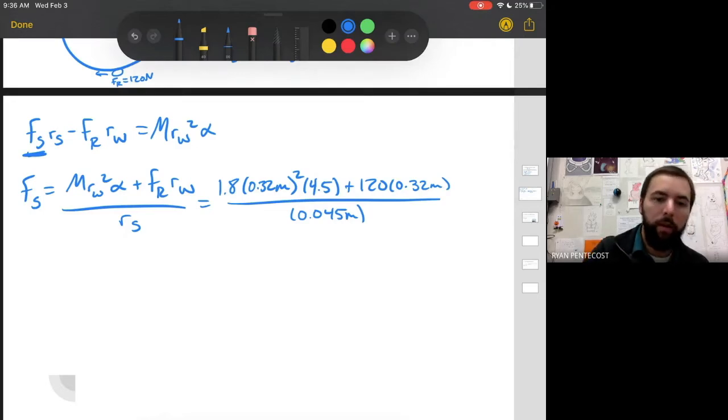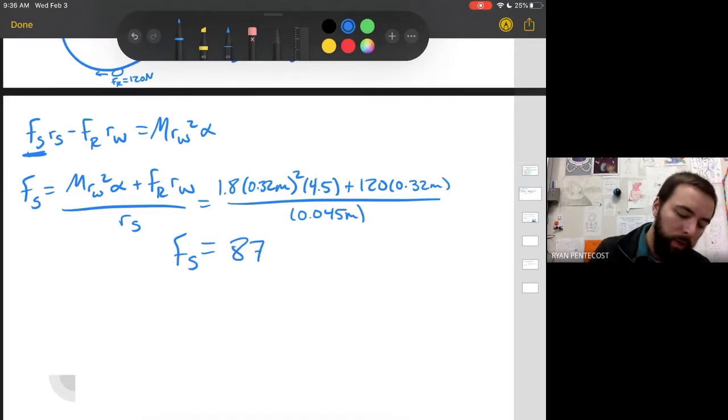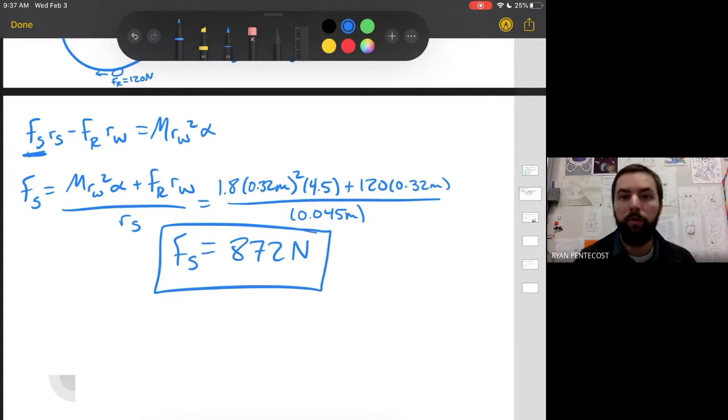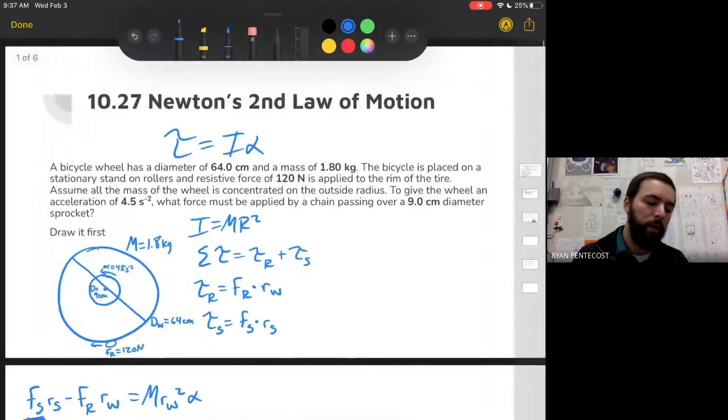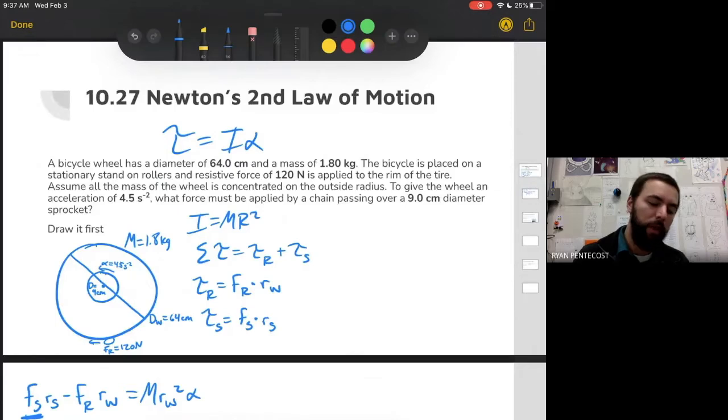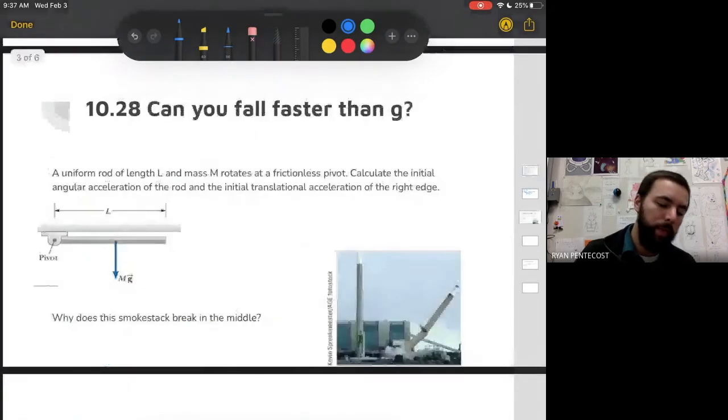Plug that all in your calculator, okay, and then you will get that the force that is exerted on that sprocket must be 872 newtons if it is going to be a tangential force. So that's how Newton's second law of motion can work in our favor by using the moment of inertia.